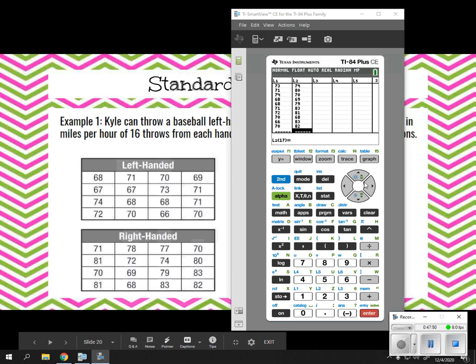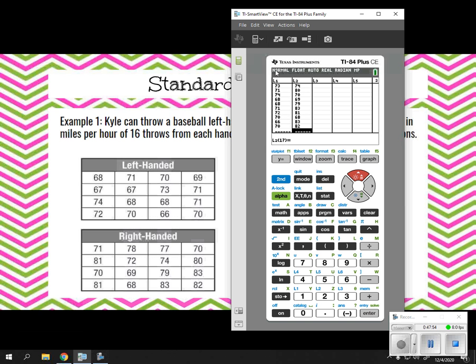All right, so I'm back. I have my data in. My right hand is in L2 and my left hand is in L1. What we're going to do is our Stat, right, 1-Var option, and write down the mean and the standard deviation and talk about those.